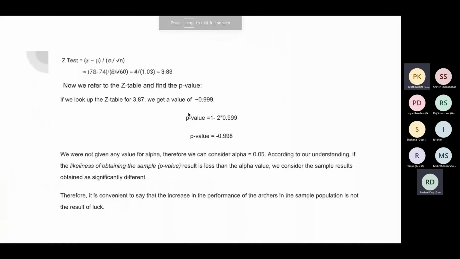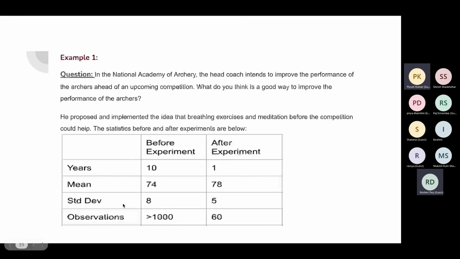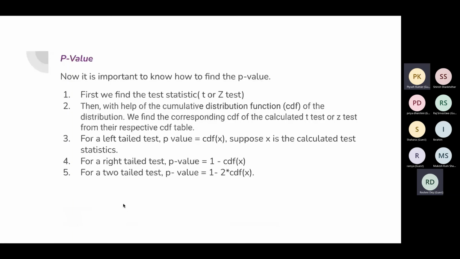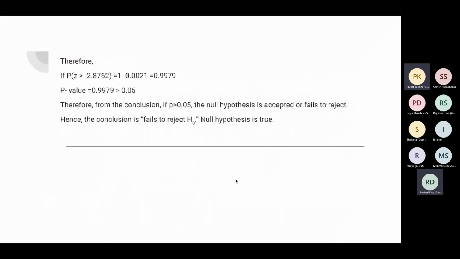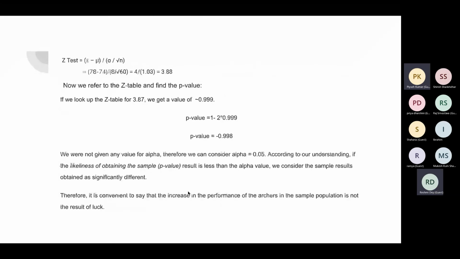0.999. Then for p-value, as I said, it is two-tailed because it has a not-equal-to sign. For this test, we had our p-value as 1 minus 2 multiplied by the cumulative distribution function of the z-score. So we do that here, 1 minus 2 into 0.999 to find the p-value. So our p-value here is minus 0.998, which is very small compared to the considered alpha.